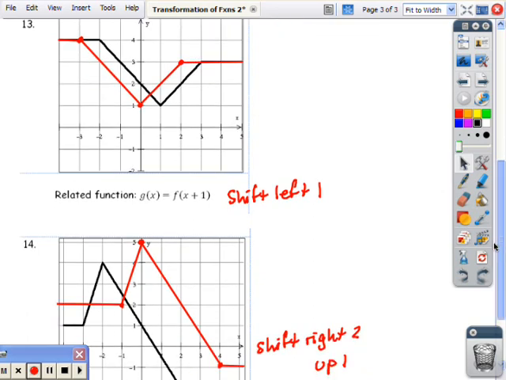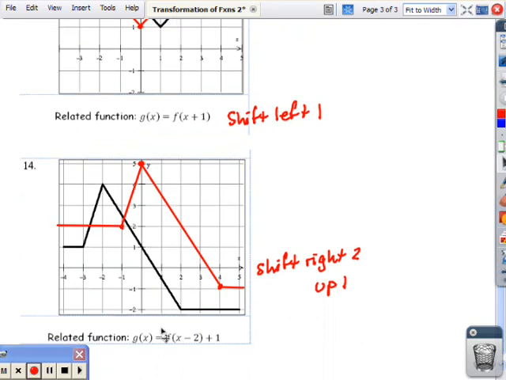For the last one, I shift right 2 and up 1. So I took the break points in the graph, I shifted them right 2 and up 1. Here I shifted this one right 2 and up 1. And this one I shifted right 2 and up 1. And then I just drew the graph.